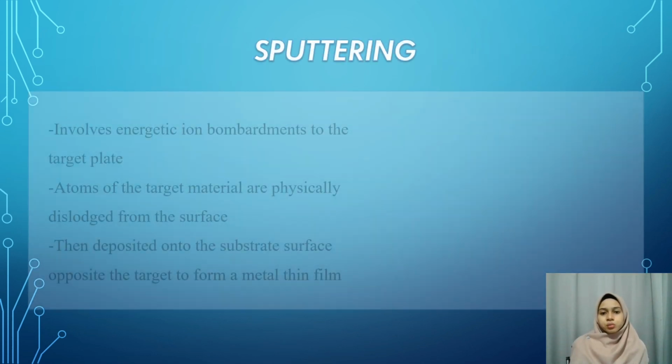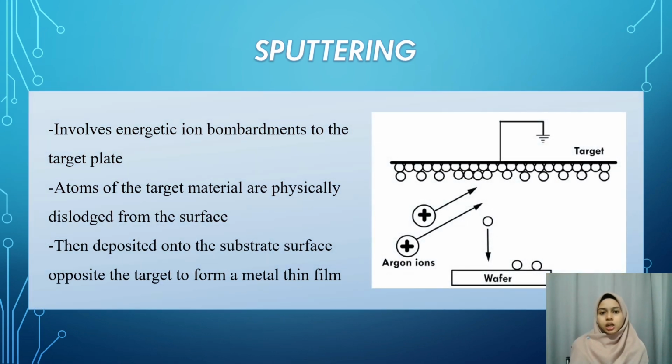The last method is sputtering. It involves energetic ion bombardment to the target plate, which physically dislodges atoms from the solid metal surface and they are thrown into the vacuum in the form of a metal vapor. Then these atoms are deposited onto the substrate surface to form a metal thin film. Argon is the most frequently used gas for sputtering processes because it is inert, relatively heavy, and abundant.